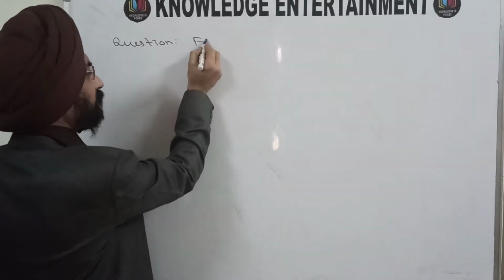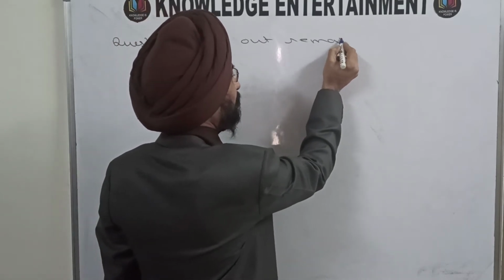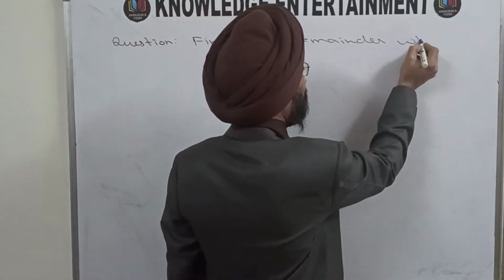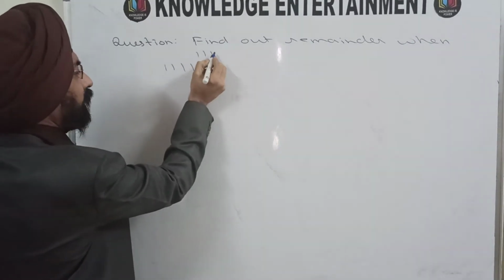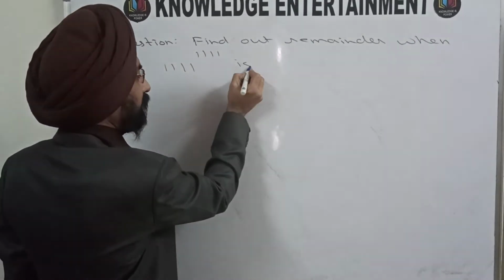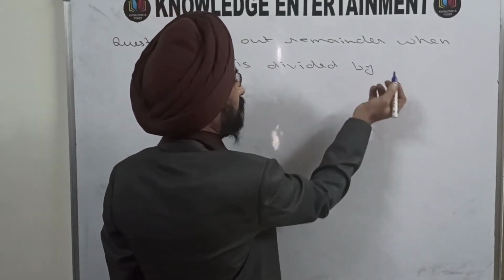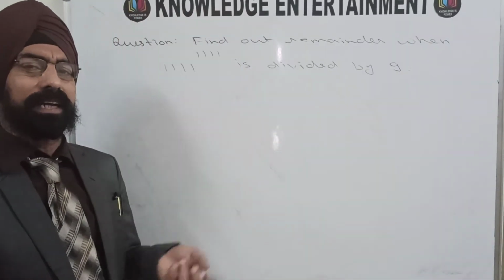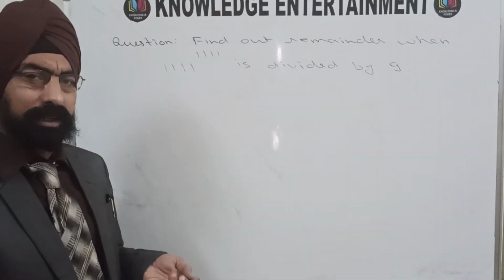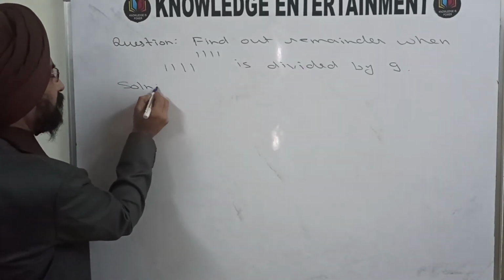Find out the remainder when 1 raised to the power 1 is divided by, say, 9 in this case. Earlier I have taken 13, now I am taking 9 just to make the question a little bit different. And the solution is on the same lines.